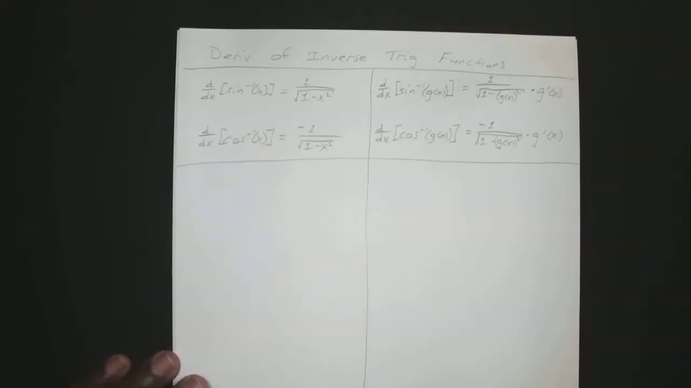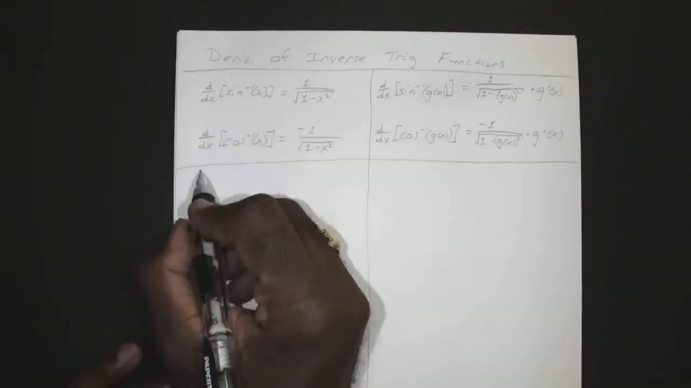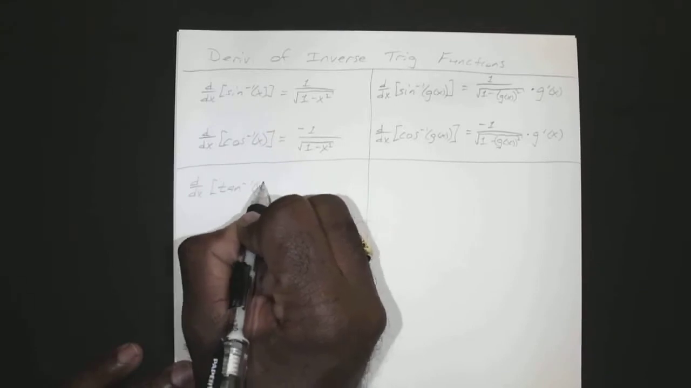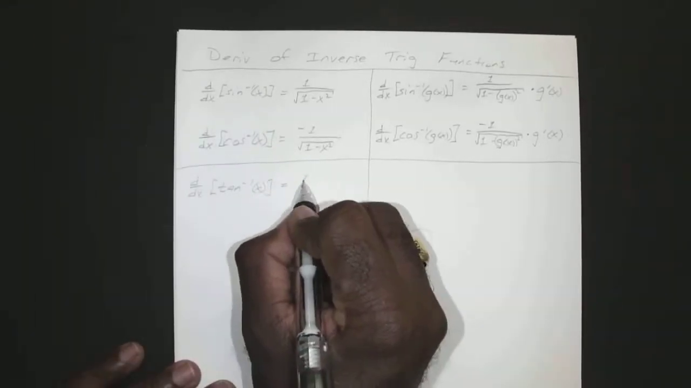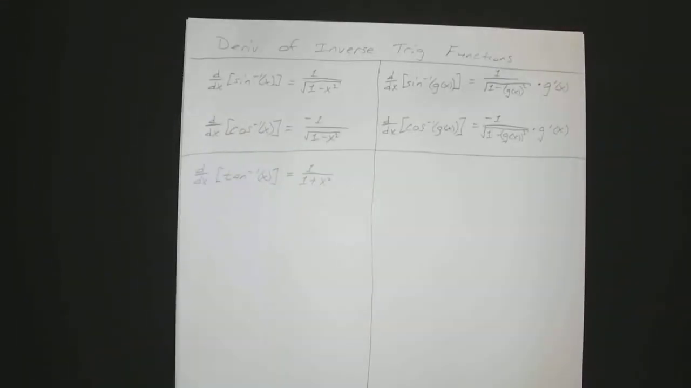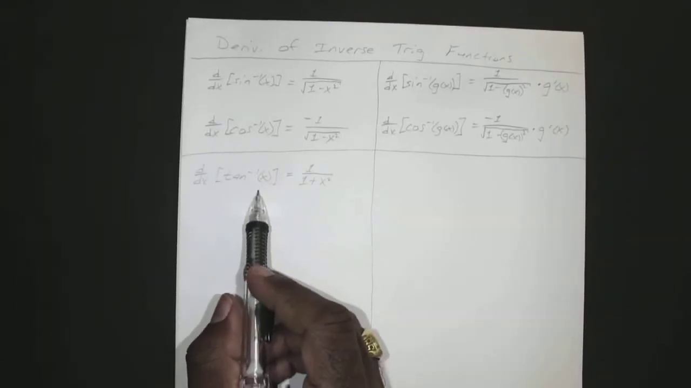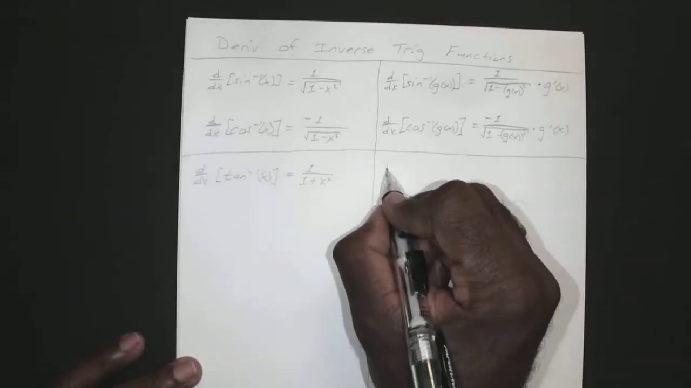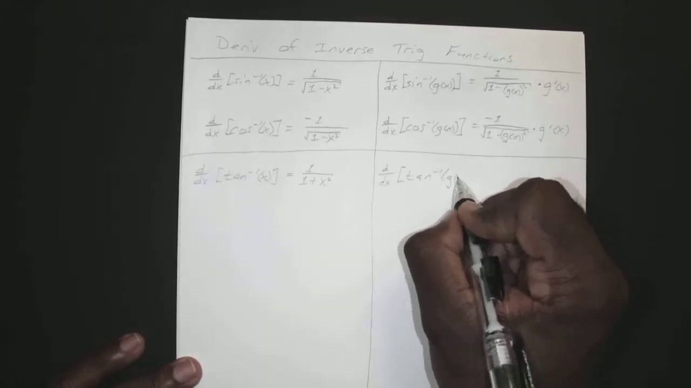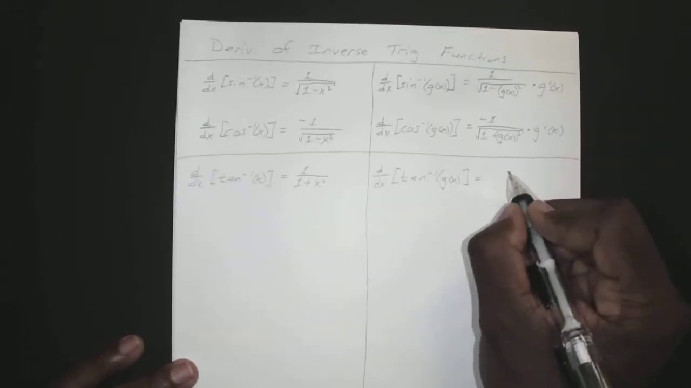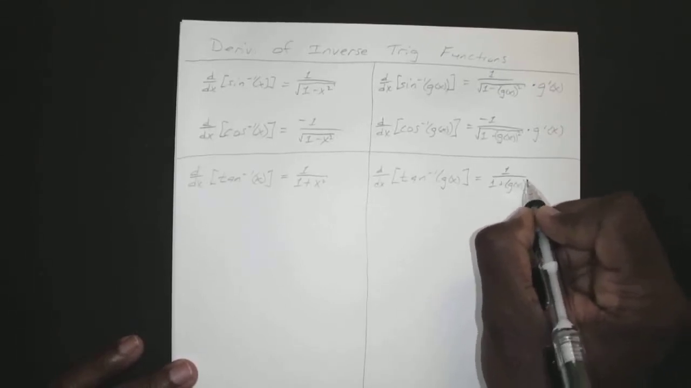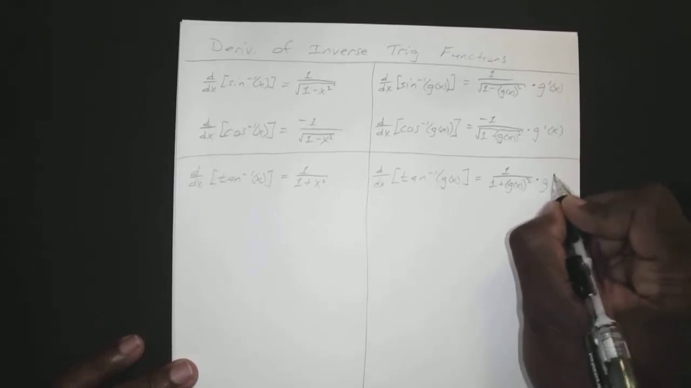Okay, so we'll separate those two, and we'll do tangent and cotangent. The derivative of tangent inverse of x is equal to 1 over 1 plus x squared. Now, if you had something other than x, an actual function, then the derivative of tangent inverse of g of x will equal the same thing: 1 over 1 plus g of x squared, times g prime of x.